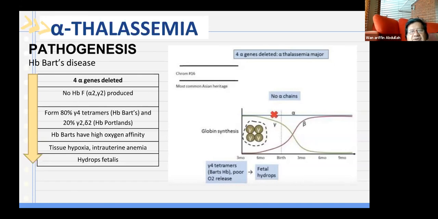Unless you're living in the US or in the UK, you can give intrauterine transfusion. You can give blood transfusion to the baby, and then the baby is born alive. And then after the baby is born alive, you can continue with the blood transfusion, just like in transfusion-dependent thalassemia, just like in beta thalassemia. You give monthly transfusion or three-weekly transfusion. But you need to keep the patient alive in utero by giving intrauterine transfusion, which is not available in this country. Okay, understand? Okay, boleh jalan.